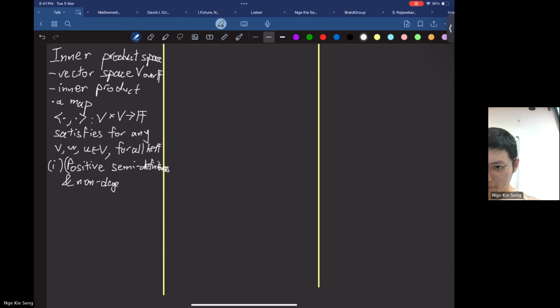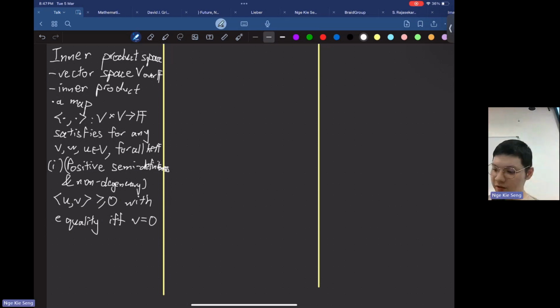and non-degeneracy. So what does this mean? If I take two vectors and I take the inner product, this number should be greater than or equal to 0. I don't get something negative. It must be non-negative, with equality if and only if one of them is the 0 vector.